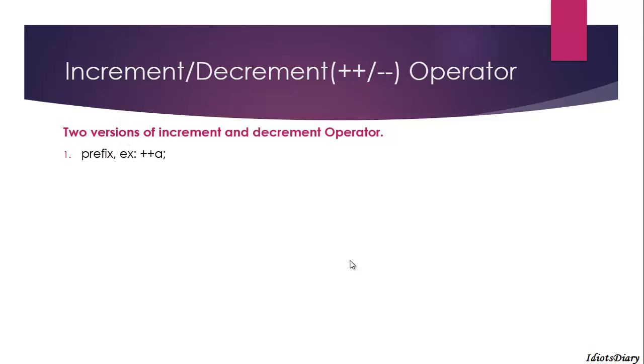If plus plus appears before the operand, then it is called the prefix version, and if plus plus appears after the operand, then it is called the postfix version. Similarly, we say the same for the decrement operator. To understand more about the prefix and postfix operators, we will discuss an example.